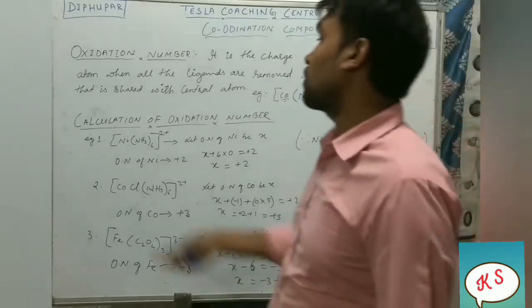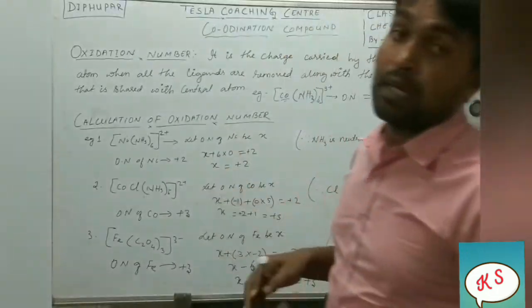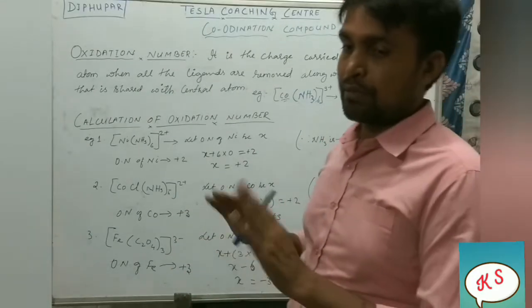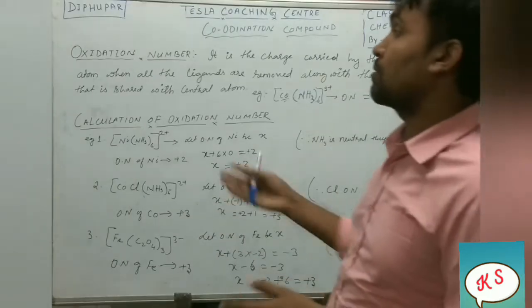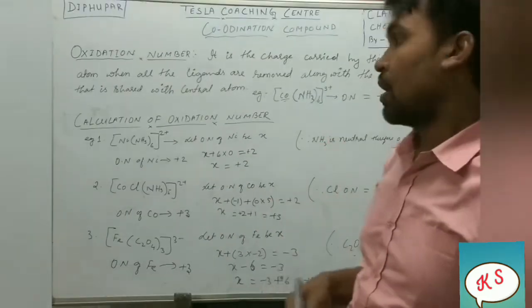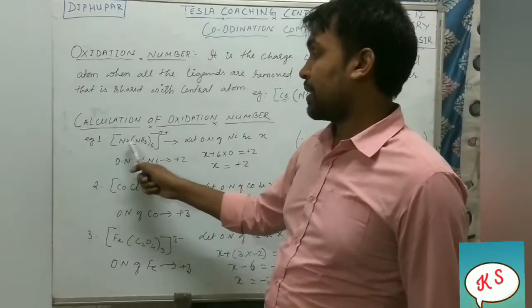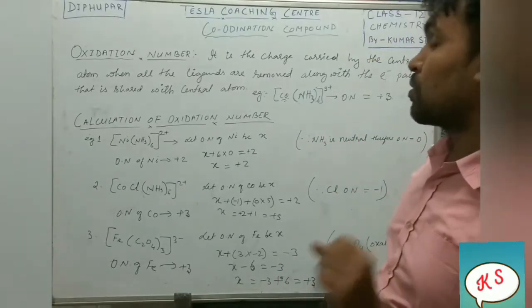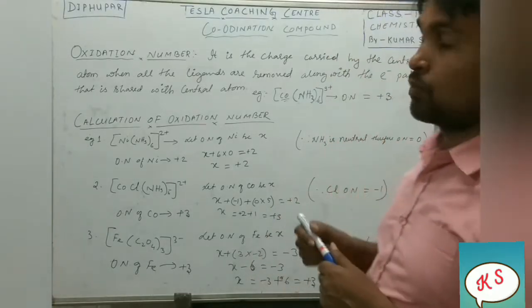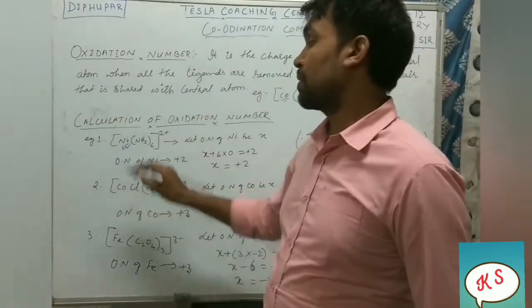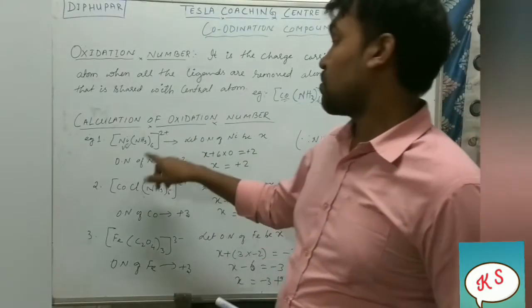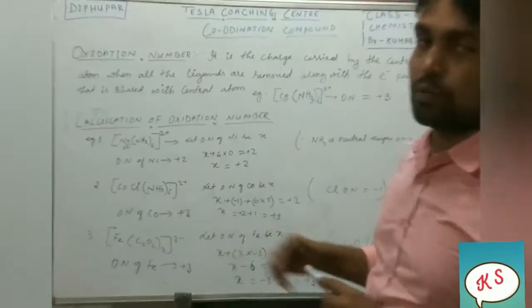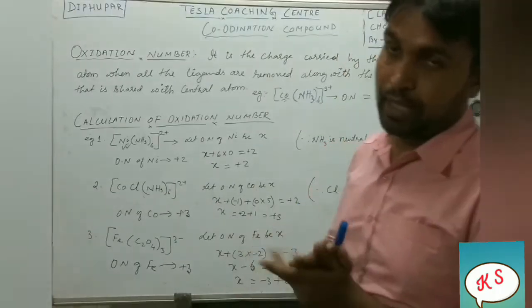Now, coming to the calculation of oxidation number. In class 11 you also learned how to calculate oxidation number, but that was for simple compounds. Here we are going to learn it for complex compounds. Let us take one example, Ni(NH3)6 2 positive. This is the compound. First of all, we will let the oxidation number of the central metal, that is Ni, be x. We will assume it like this as we did in class 11.